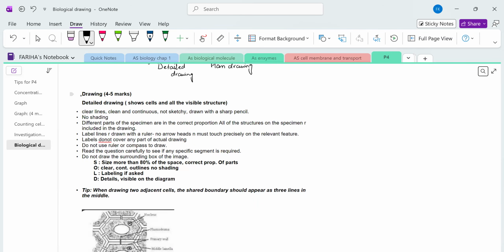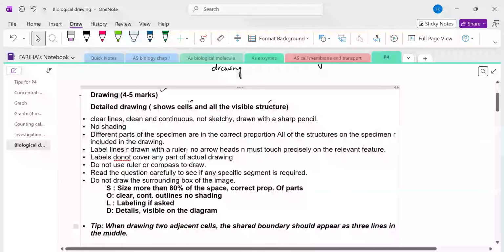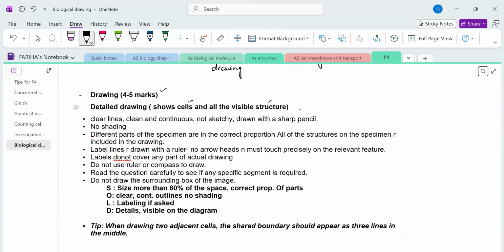So for the drawing, you are having 4 to 5 marks. In the detailed drawing, you need to show cells and all the visible structures. Now, what are the rules for drawing the detailed drawing? Number one, the line should be clear and continuous for the detailed drawing. Okay. Not sketchy. What does it mean?